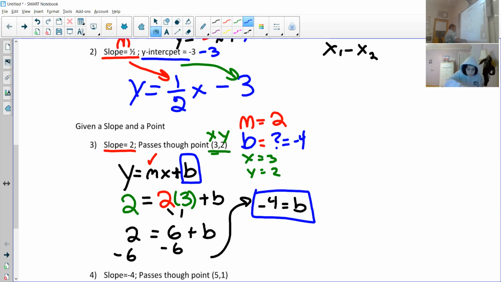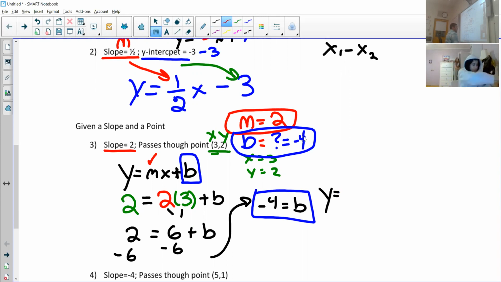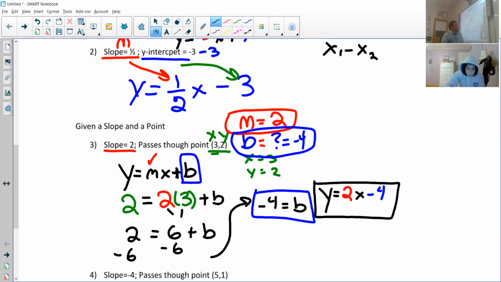So now I have an m. Now I have a b. I have to get my final equation, which is y equals 2x, and b is -4, so I'm going to write -4, okay? So the key here is I have to find b, then plug it in. That's the tough part in this one.